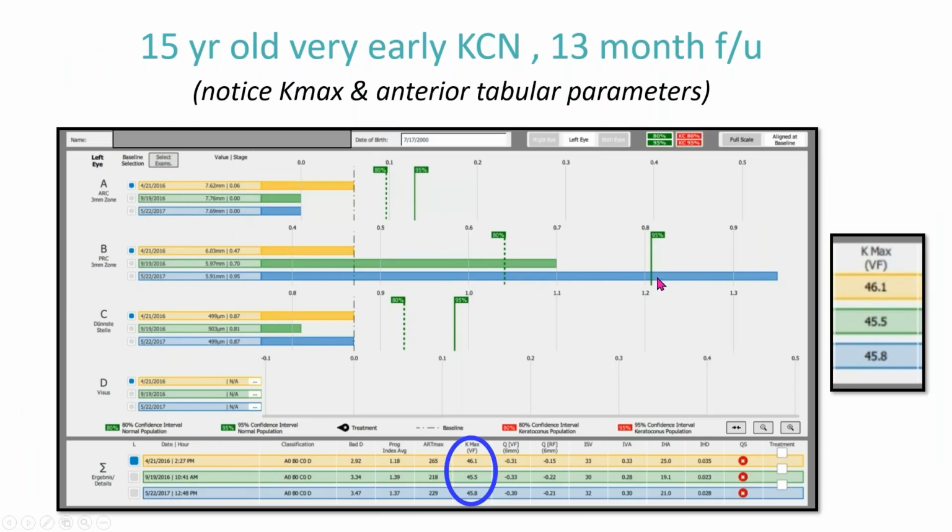Statistically significant change in spite of an absolutely stable Kmax. The reason why Kmax is stable is because the anterior surface is stable. This is when you want to intervene. Here you can stabilize this cornea and preserve visual acuity rather than waiting for the anterior surface to change.